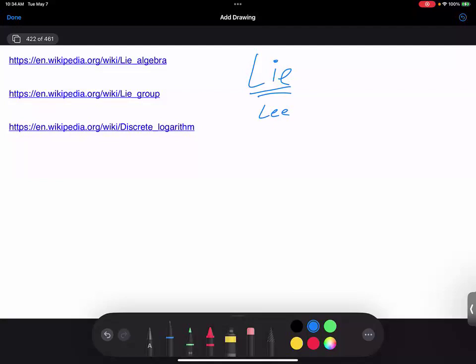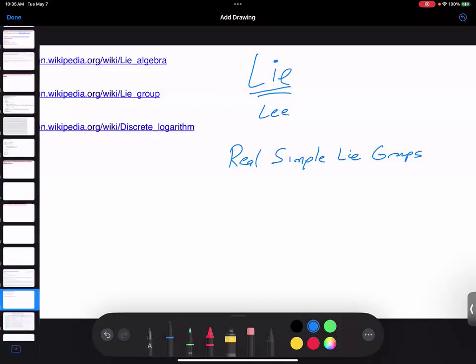The other thing you should be aware of is if you ever see the phrase real simple Lie groups, this doesn't mean the subject is easy. What do you think the real refers to? Existing? Nope. Real numbers. That's what the real is. Too obvious. And what do you think simple refers to for groups? We've talked about simple groups. So real simple Lie groups is not a really simple subject. Okay, so just things you should be aware of.